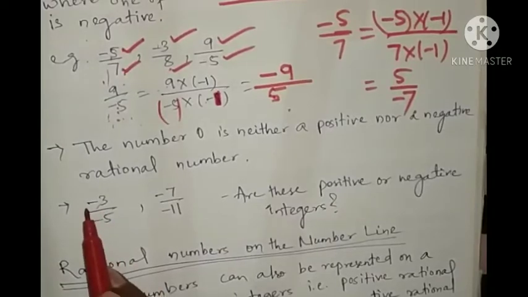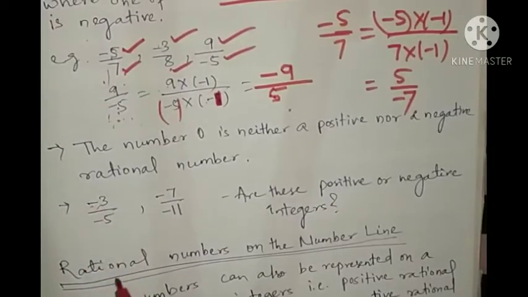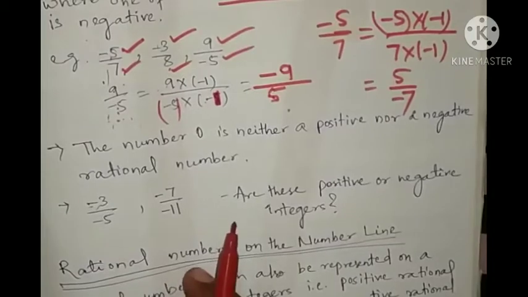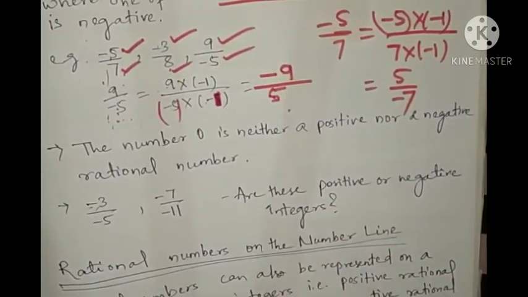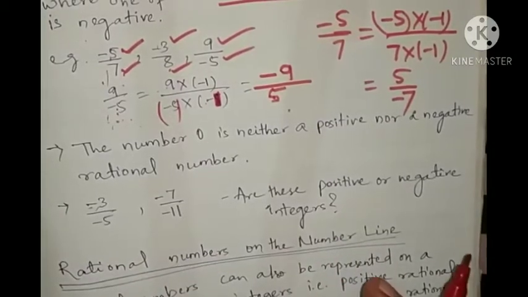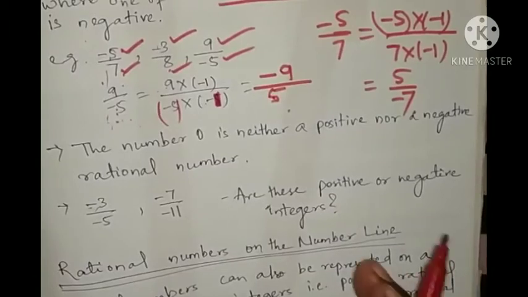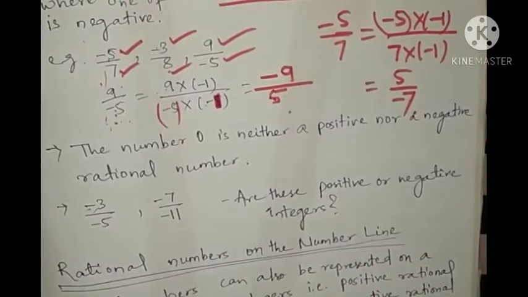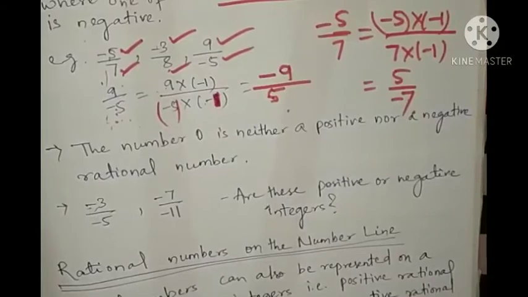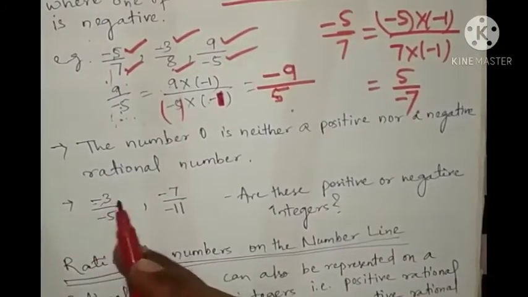Minus 3 here, what are positive integers? Where both numerator and denominator are positive integers. And negative rational numbers are what? Where one of the numerator or denominator, either numerator or denominator, should be negative. Either one of them, not both. But here what? Both are given.